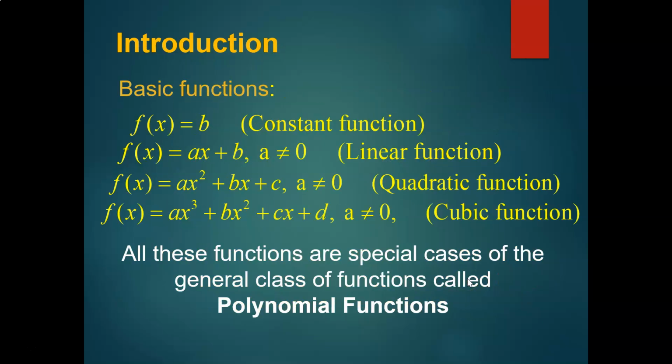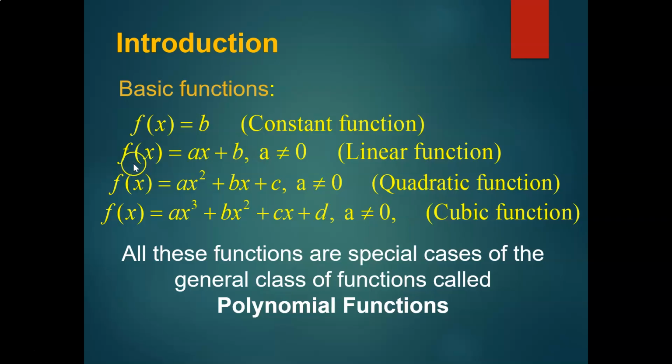For the introduction, you have seen all these basic functions before. All these 4 functions you have learned about before. For the first one, fx equal to b. This b can be any number or any constant, for example 1, 2, 3 and so on. So it can be a constant. This function is actually known as a constant function.